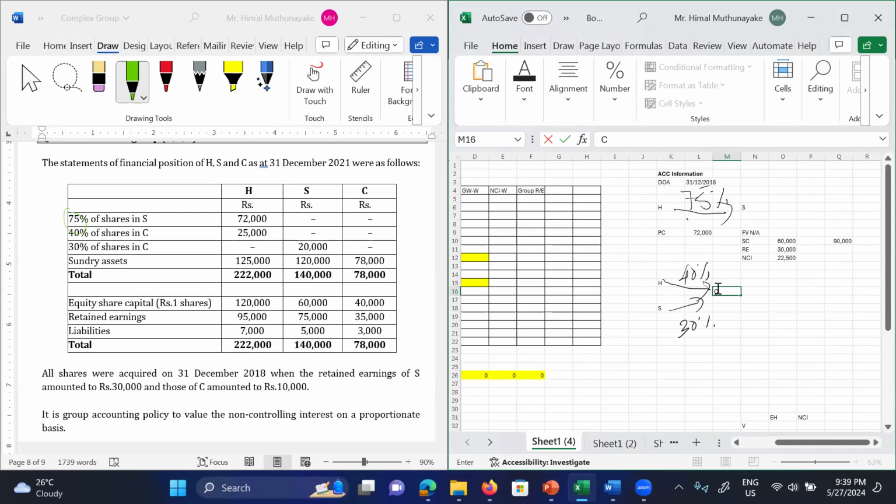So then how are we going to calculate the percentage? How much is the percentage?